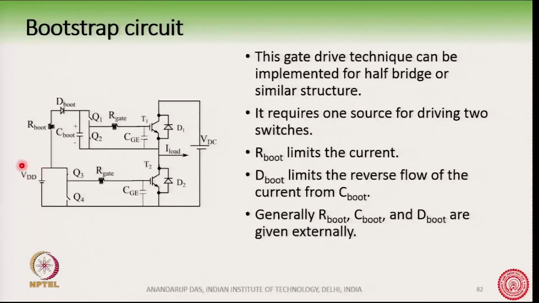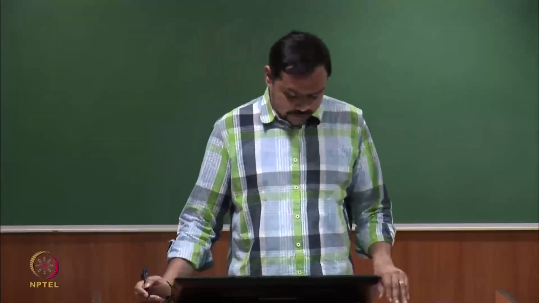With a bootstrap circuit, with one single gate driver, we can drive both the upper and lower side IGBTs. For this, we will need some additional components, which we will see here. But with one source VDD, as you can see here, we will be driving both the upper and lower side IGBTs. Fine. So, in this bootstrap circuit, what are the components?